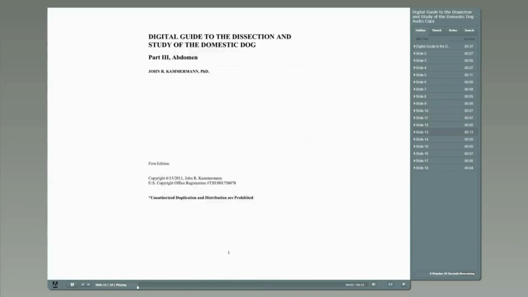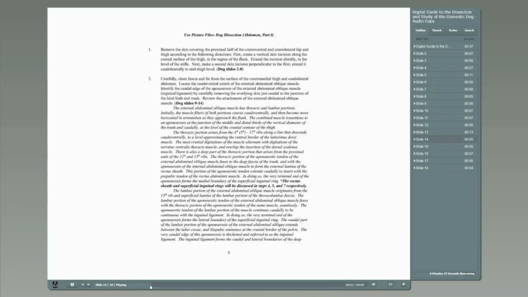In Part 3, there are 31 pages of text describing how to dissect the abdomen, with detailed descriptions of muscle, tendons, viscera, blood vessels, nerves, peritoneum, lymph nodes, and lymphatic vessels. On this page, we have a review of the external abdominal oblique muscle.